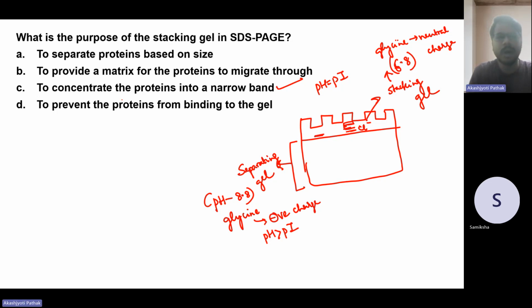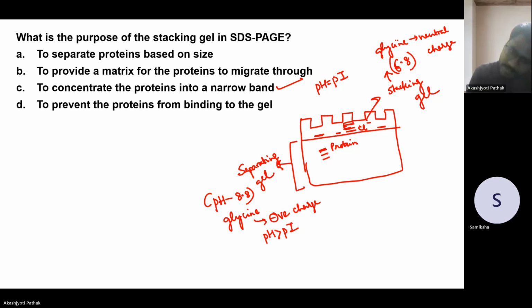So how is the protein concentrated in a very narrow band? Because of the presence of this pH, the protein gets concentrated over here. And when the protein moves into the separating gel, what happens? Now the glycine will have a negative charge, so it starts moving ahead of the protein. The glycine and the chloride molecules will move ahead of the protein, and your protein will get separated on the basis of molecular weight.